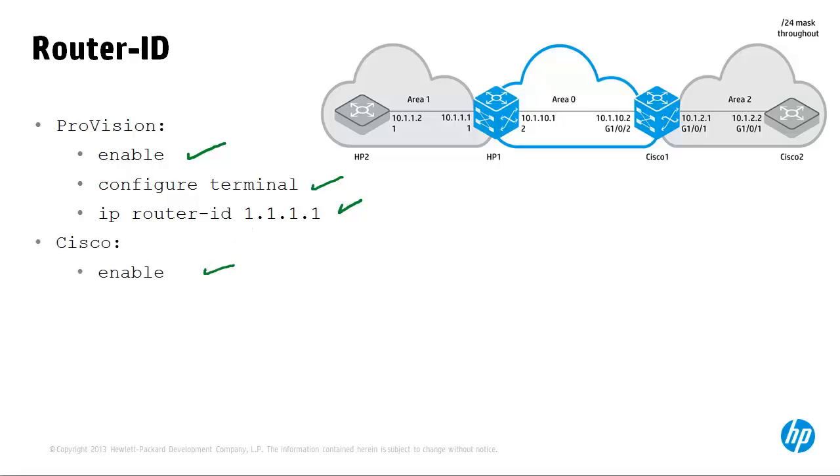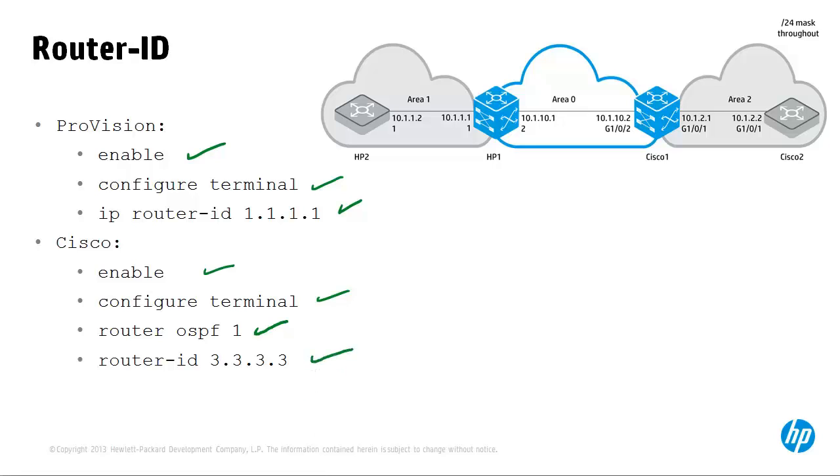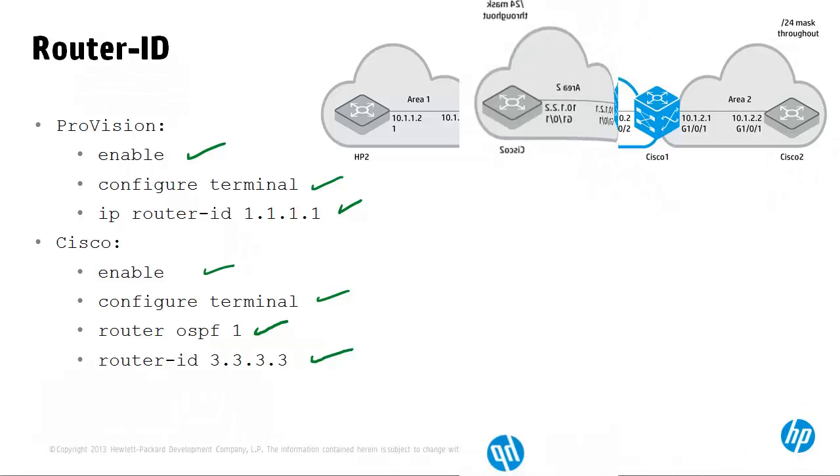In Cisco, enable, conf t, configure OSPF by using the command router ospf and specifying a process ID. I'll talk more about process IDs in a moment, and then configure the router ID. The router ID once again needs to be unique on all routers in the OSPF domain. I'm now going to explain the configuration of OSPF on Provision and Cisco devices and the enabling of OSPF on specific interfaces in specific areas. Once I've explained the basics of OSPF, I'll show you a full configuration, including the router IDs.